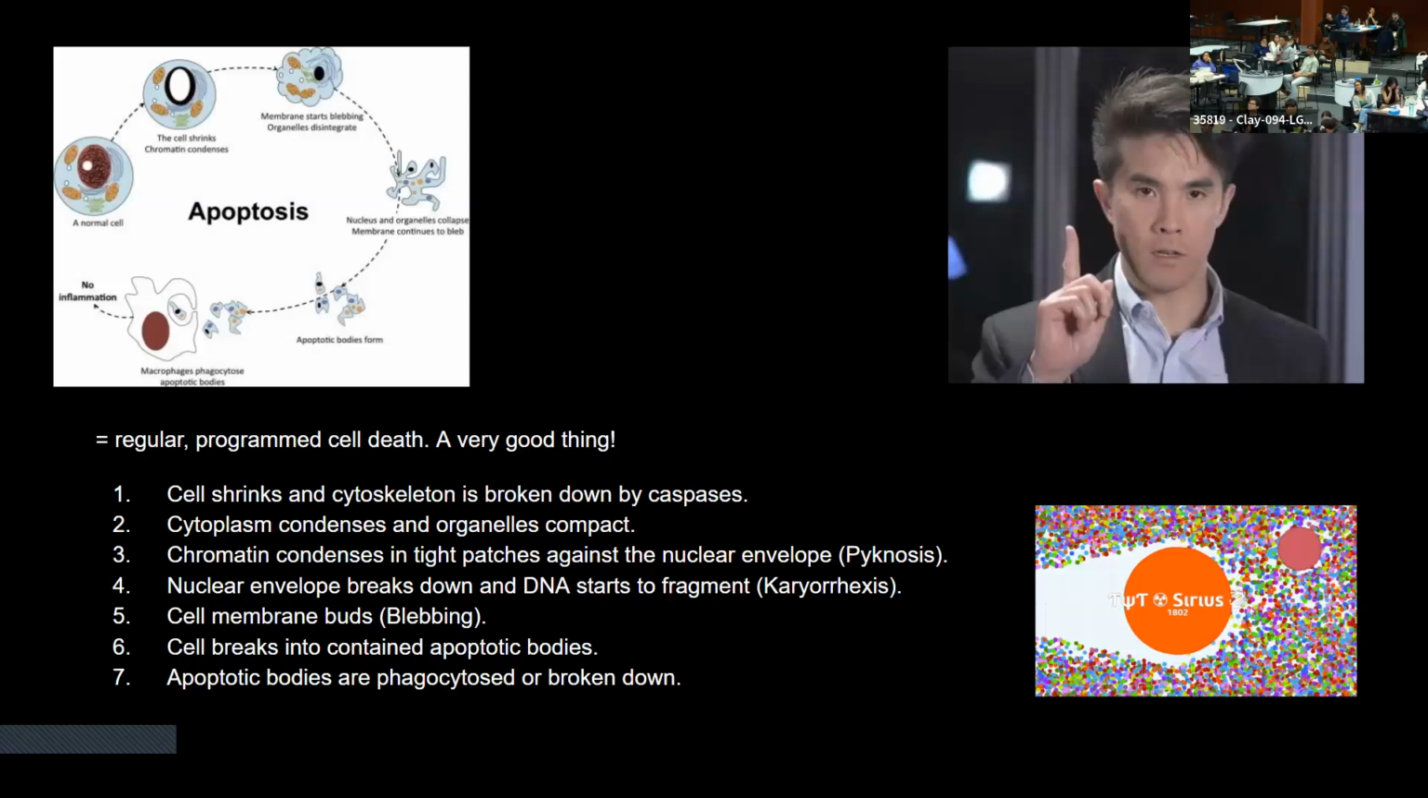Step number 6 is when you get broken up into different little pieces. More specifically, in step number 6, after you bleb, the cell breaks into contained apoptotic bodies. And then lastly, those little bits are phagocytosed, or broken down, by another bigger circle in the same game as you. And that is apoptosis. So again, a very good thing.